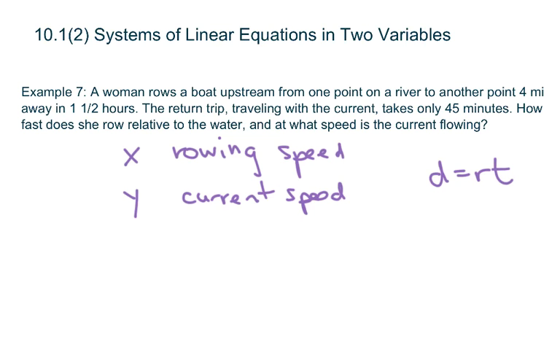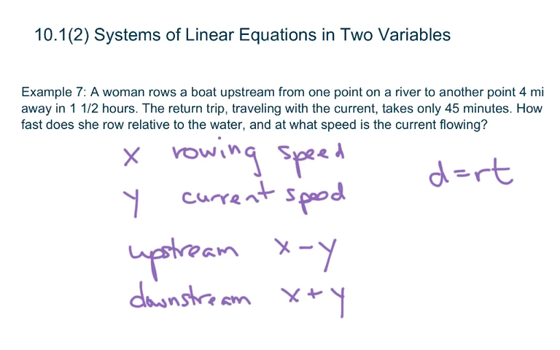Okay, so when you go upstream, you're going against the current. That means we're going to subtract the current speed from the rowing speed. It's basically slowing you down. When you go downstream, you're going with the current. It's going to speed you up because it's going to add your rowing speed to the current speed.